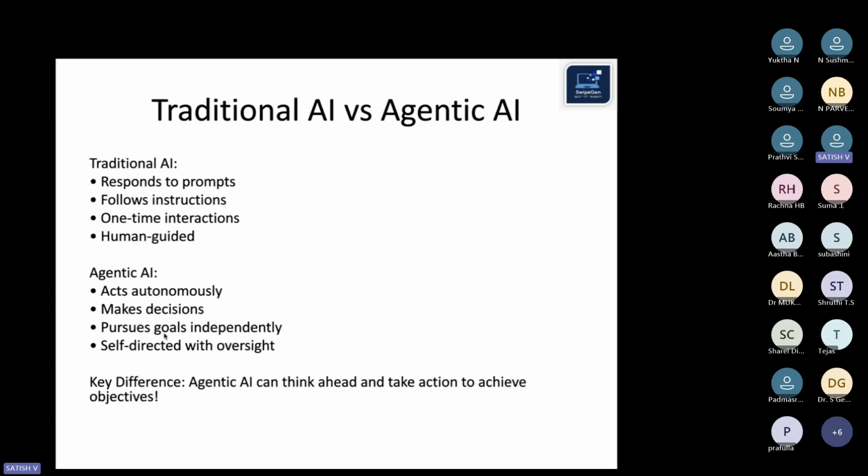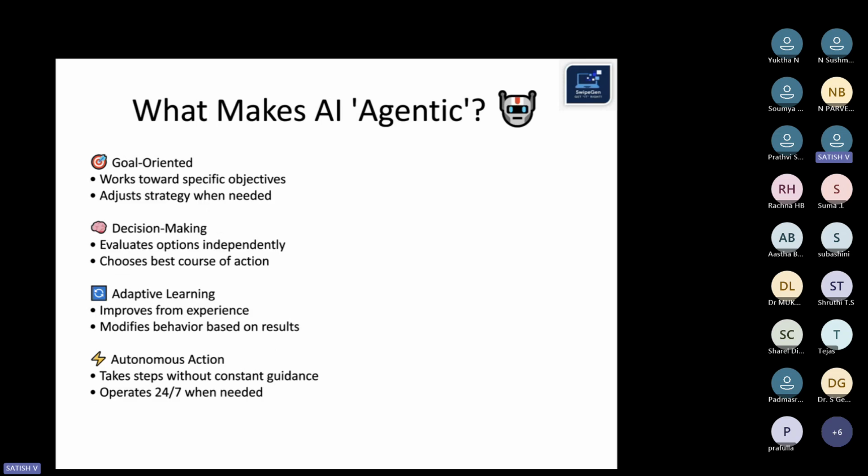It will pursue the goal independently, and it is self-directed. So not that at every stage you need to prompt the AI. Once you tell it what you have to achieve, it will keep working until it achieves the goal. So what is the key difference that we can take? Agentic AI can think ahead and take action to achieve our key objectives.